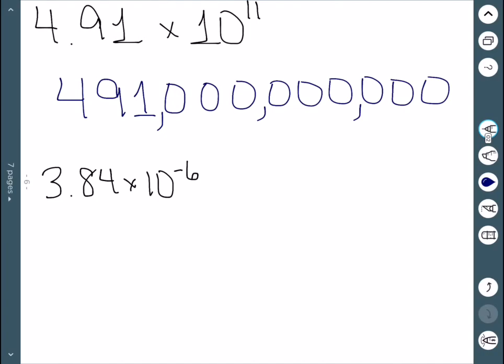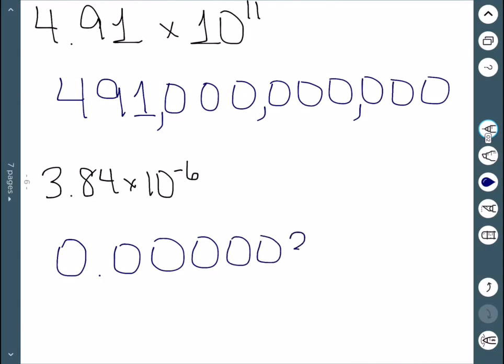Our second example has a negative exponent, which tells us this number is going to be less than 1. And we need to move the decimal 6 times. So we have 1, 2, 3, 4, 5, 6 times. So 5 zeros and then the 384.